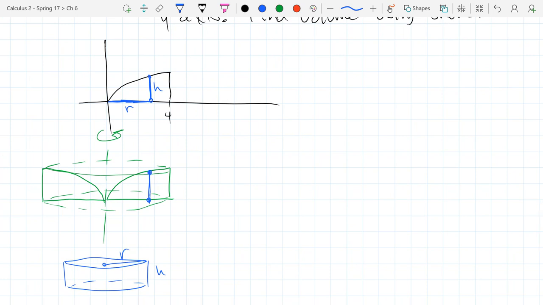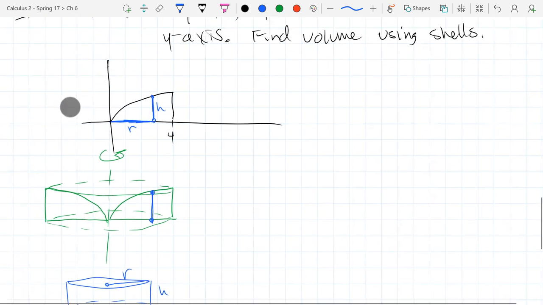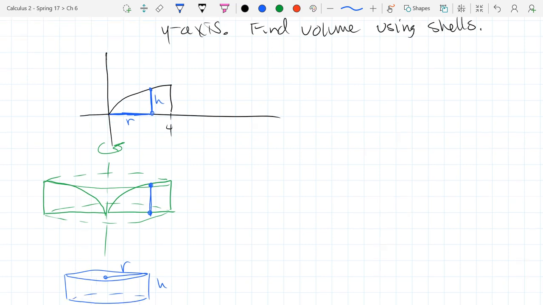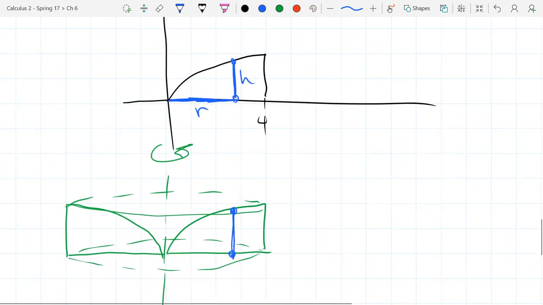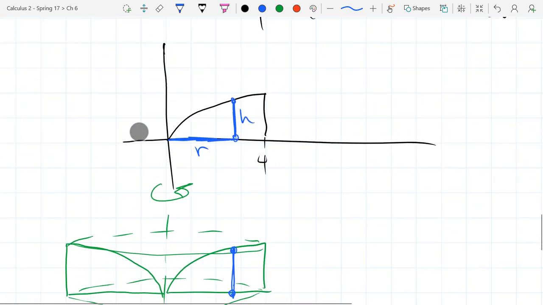So any questions on the measurements on the cylinder that revolved into, or tracing it back up to the original? So it's important you draw these out so that you can see exactly where the measurements are. I'm having difficulty finding my radius. So are you okay with the picture I drew right here? Yes. All right.